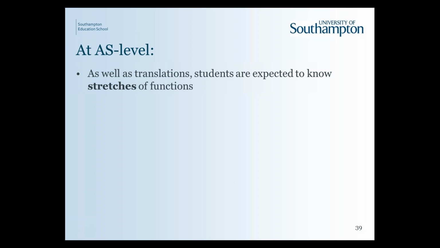So at GCSE, they would only have to be able to reflect or translate the graph. And generally, they'd only just be looking at the shape of it and doing that. They wouldn't have to do the bits we've been doing with the equations. But at AS level, you also have to be able to stretch the function.